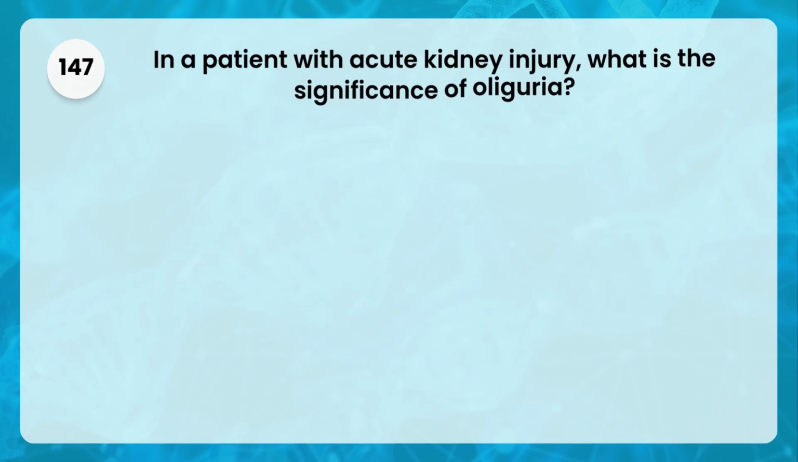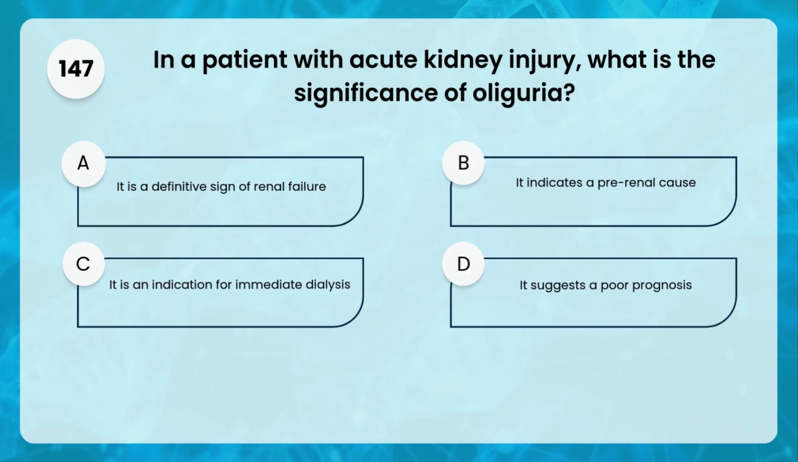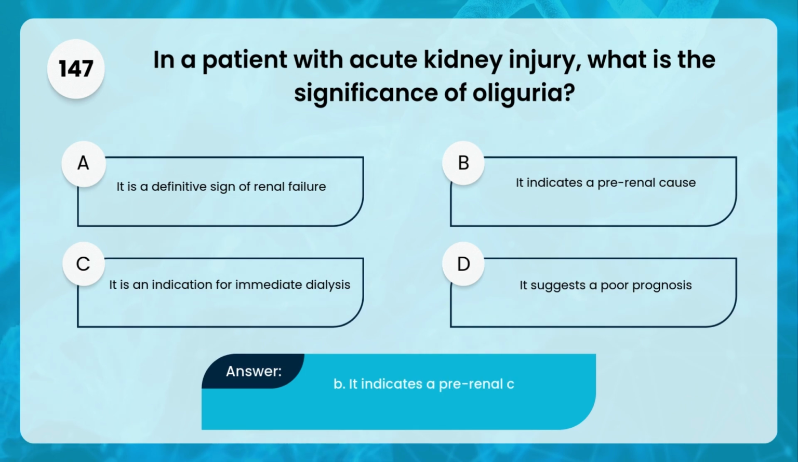147. In a patient with acute kidney injury, what is the significance of oliguria? A. It is a definitive sign of renal failure. B. It indicates a pre-renal cause. C. It is an indication for immediate dialysis. Or D. It suggests a poor prognosis. The answer is B. It indicates a pre-renal cause.